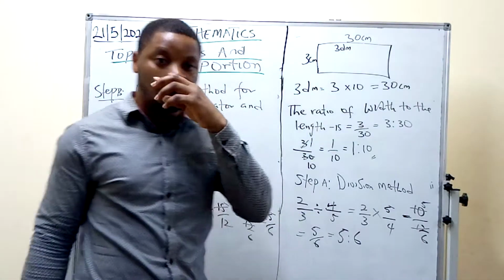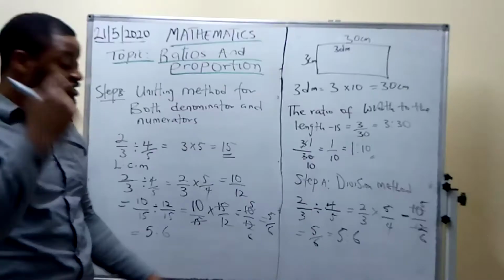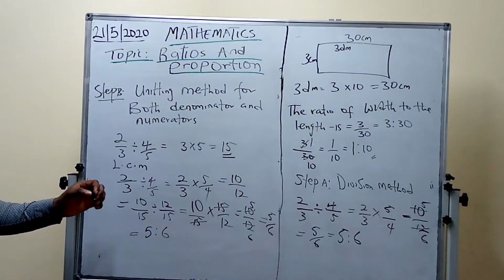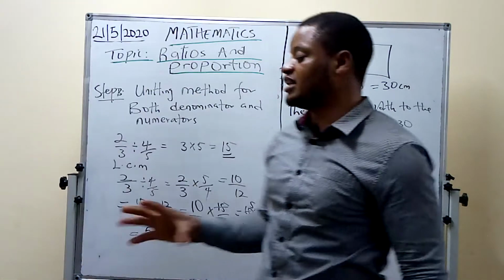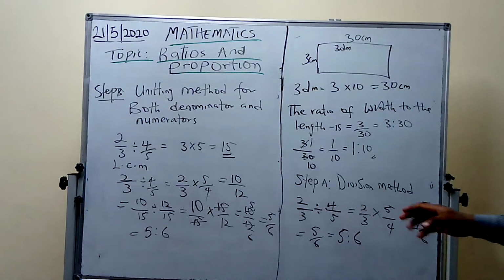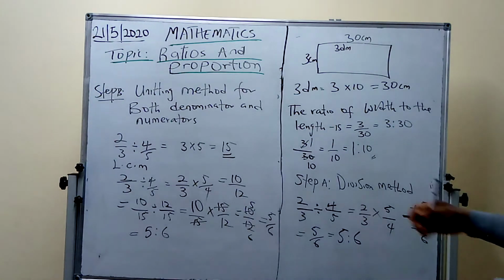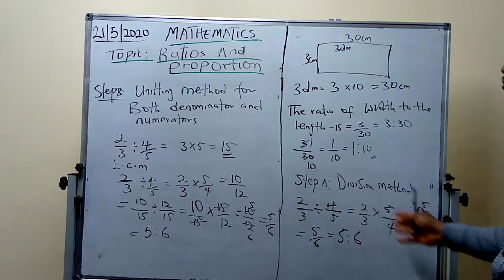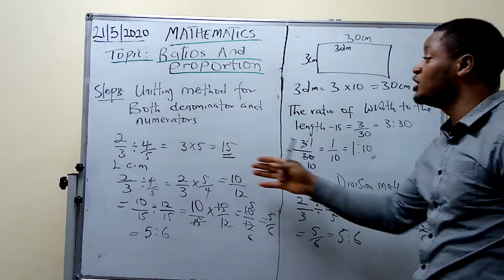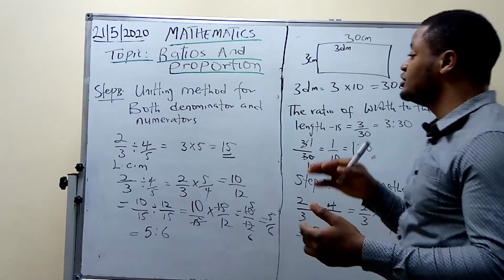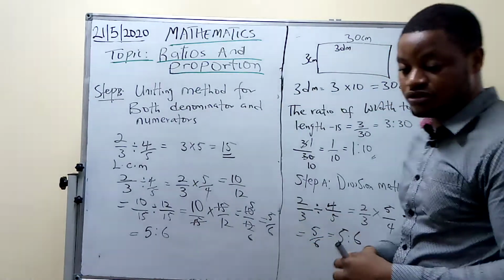5 ratio 6. Now this is the second step. You can see it's different from the first step. The first step will go straight to the answer. The first step is division method, you go straight to the answer. But the second step, you have to unite both the denominator and the numerator.